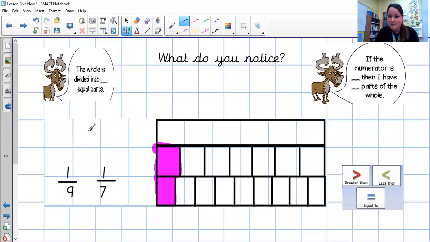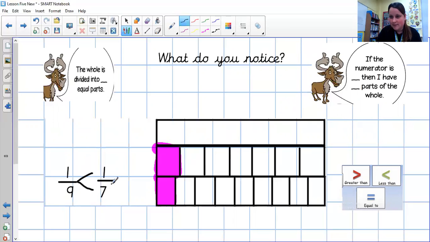Okay, looking at those bar models, can you tell me which is greater, 1/9 or 1/7? Hopefully you've recognised that 1/7 is greater than 1/9, because I am getting more of my whole amount. Okay, so I've got more out of my whole here. So I'm going to show that 1/7 is greater with my comparing symbol. So 1/7 is greater than 1/9. 1/9 is less than 1/7.